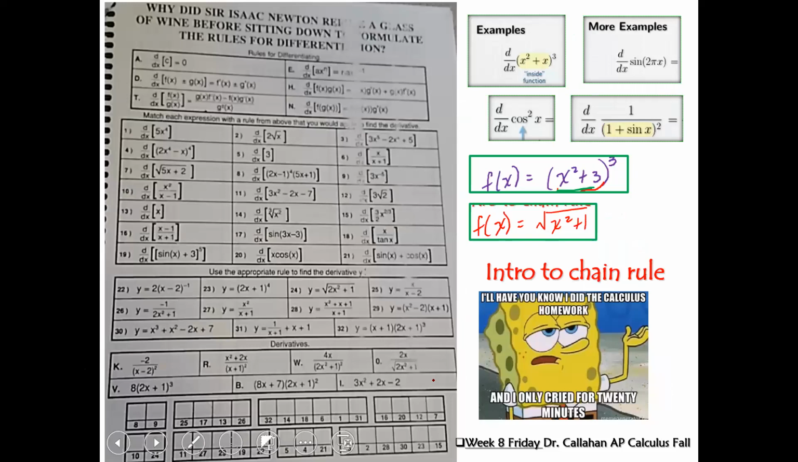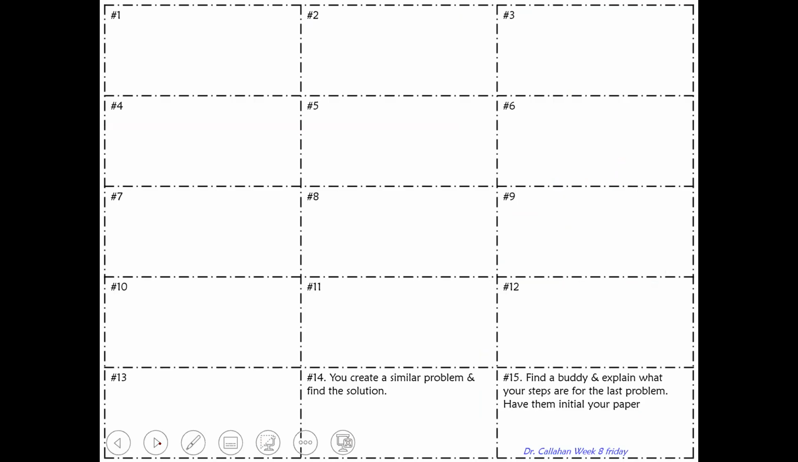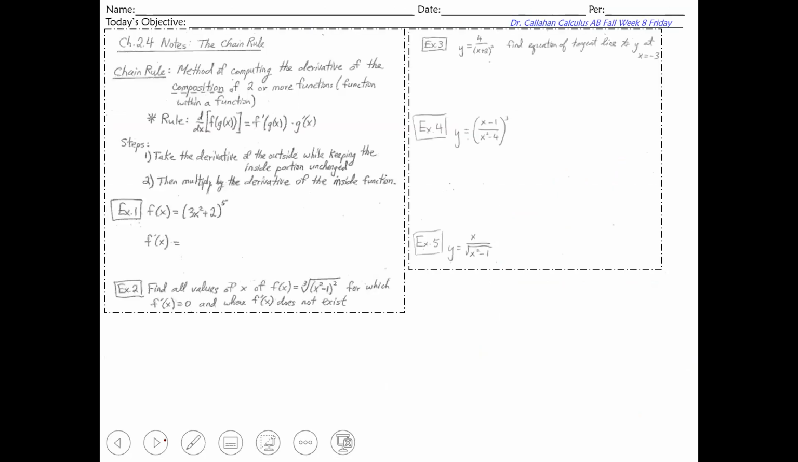And then I have a calculus puzzle that says, why did Sir Isaac Newton refuse a glass of wine before sitting down to formulate the rule for differentiation? If you take a look at this, the questions are up here, and the answers follow on the bottom. These are some additional examples we will be practicing as well. And this will be the template you will use for the poster rotations if you're in class with me.